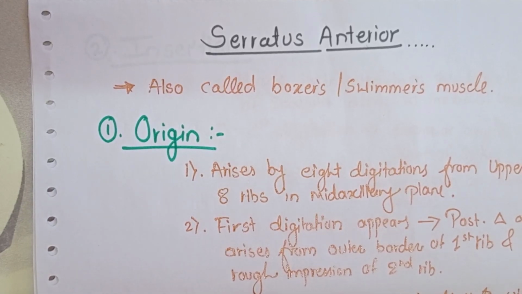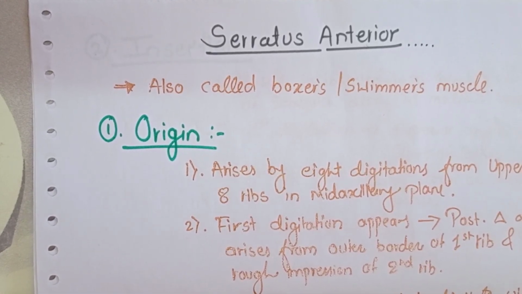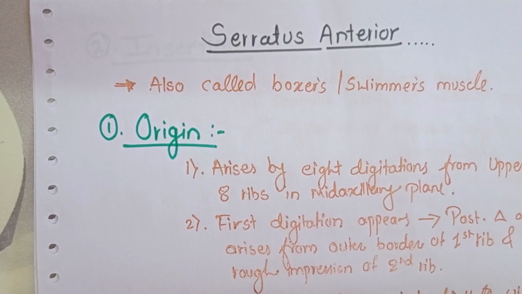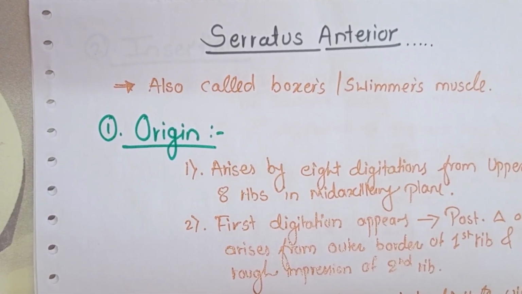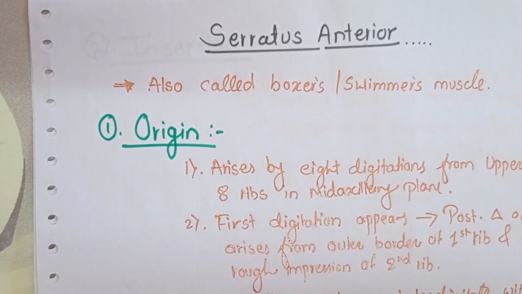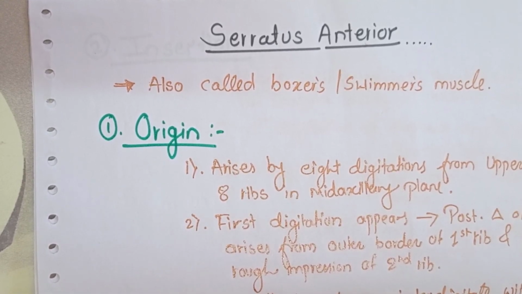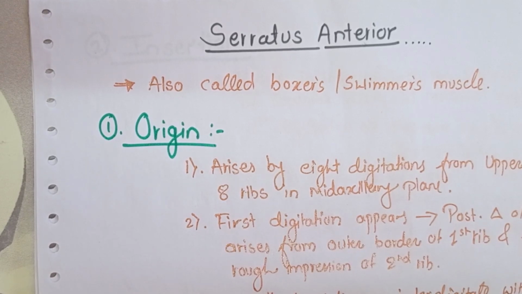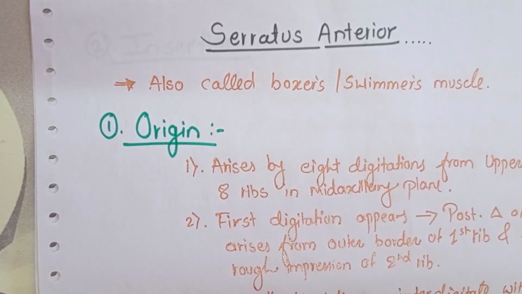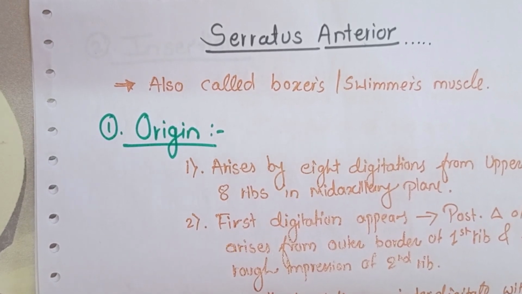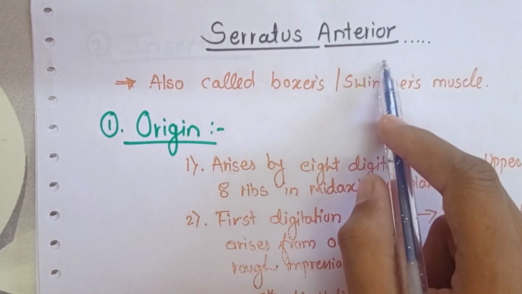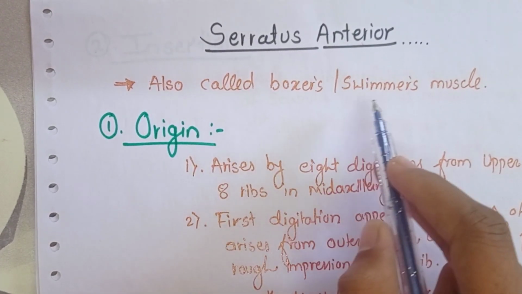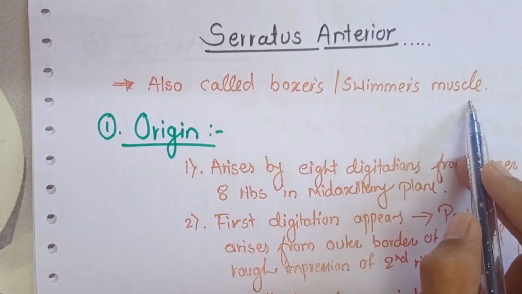Hello friends, in this video we are going to see about the serratus anterior muscle in brief. In the previous two videos we have covered the pectoralis major, pectoralis minor and subclavius muscles. In this video we are going to study the origin, insertion, nerve supply and the action in brief of the muscle serratus anterior. Serratus anterior is also called the boxer's or the swimmer's muscle.